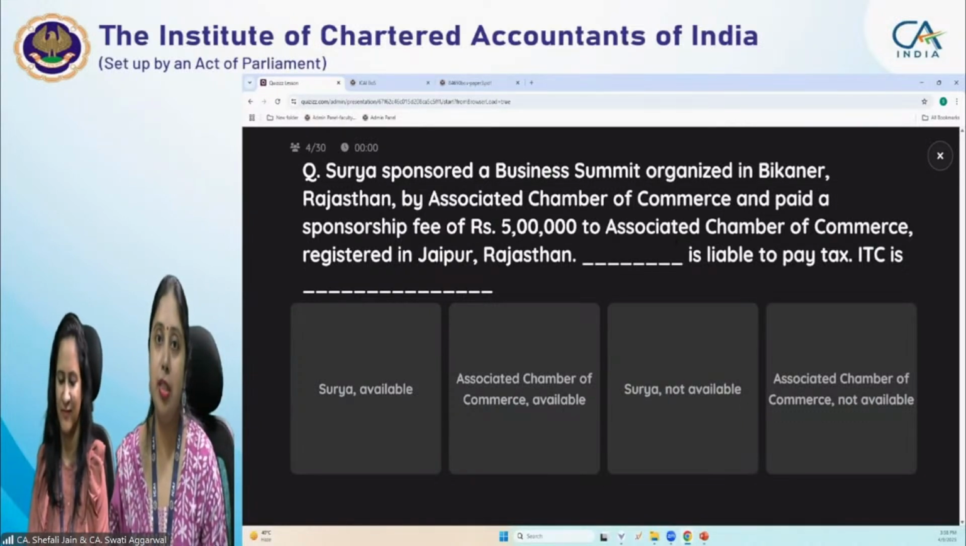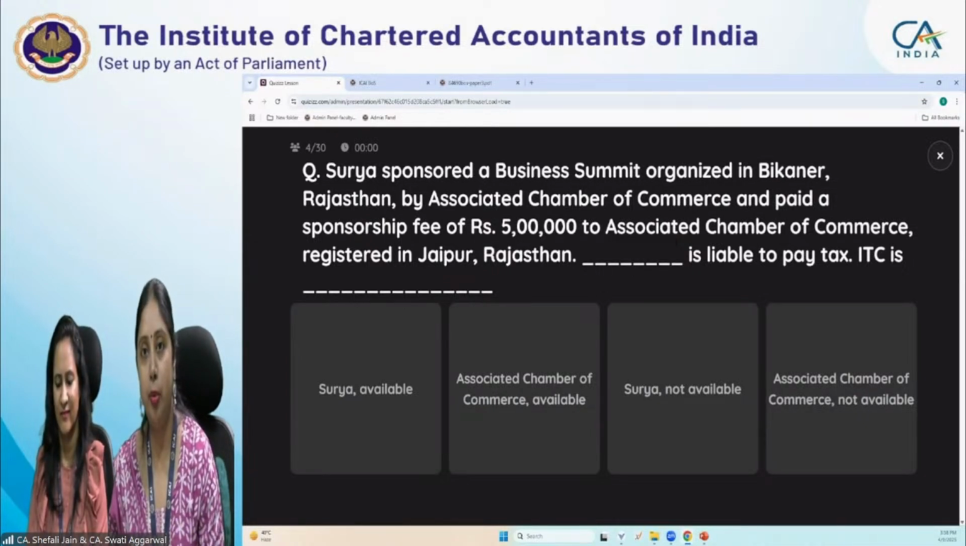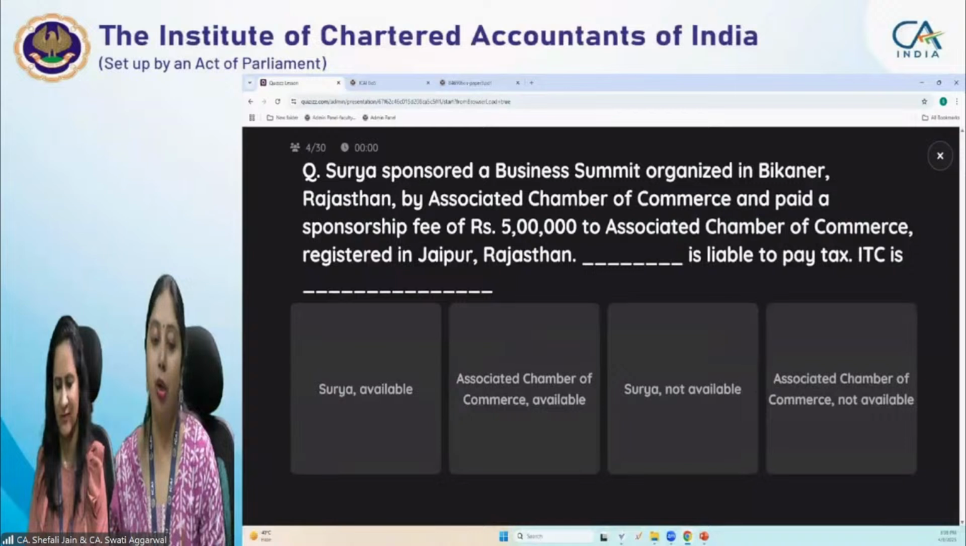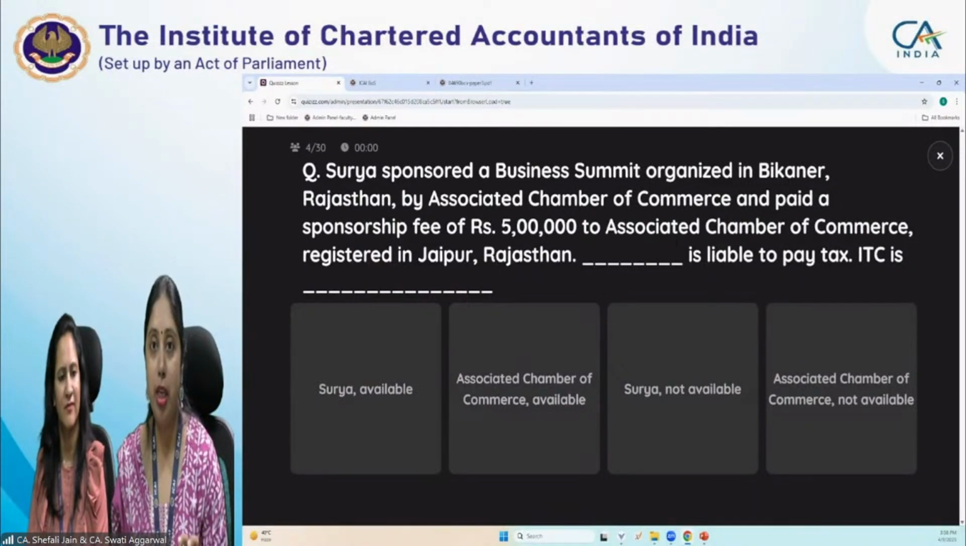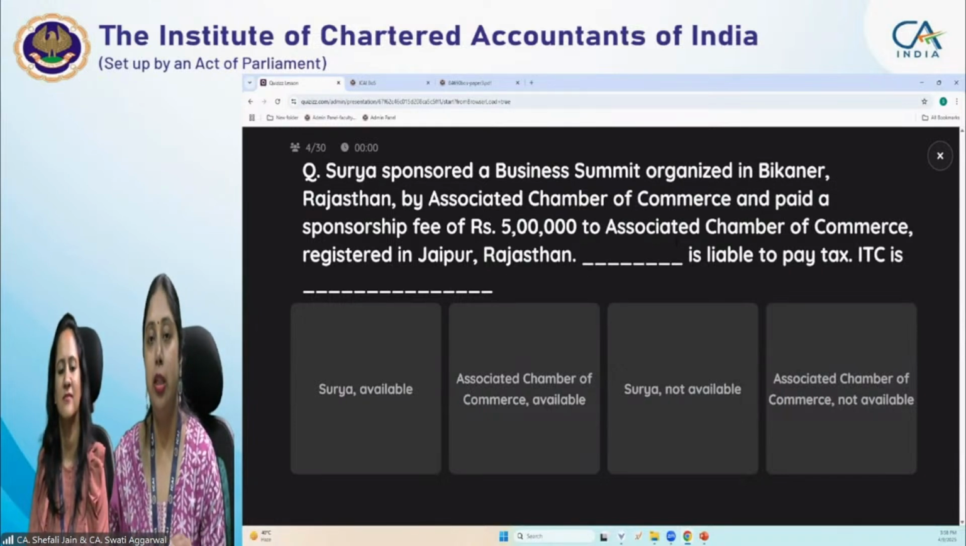Reverse charge provisions in case of sponsorship service apply if sponsorship services are provided by any person to a body corporate or a partnership firm. Now, in this case, the services are being received by Surya. Surya is not a body corporate, Surya is not a partnership firm, it is an individual or sole proprietorship. Therefore, the reverse charge provisions will not apply in this case.